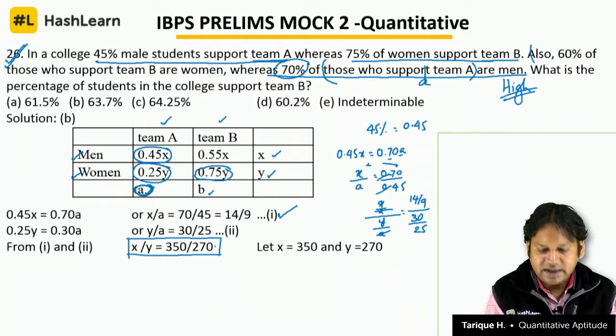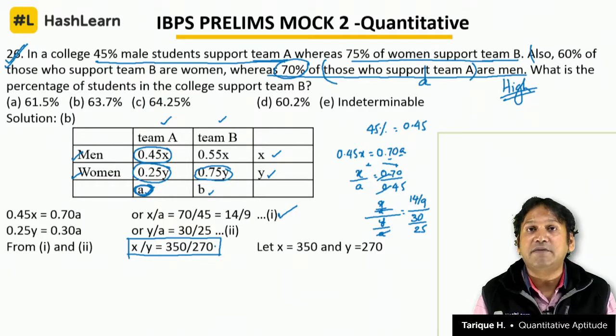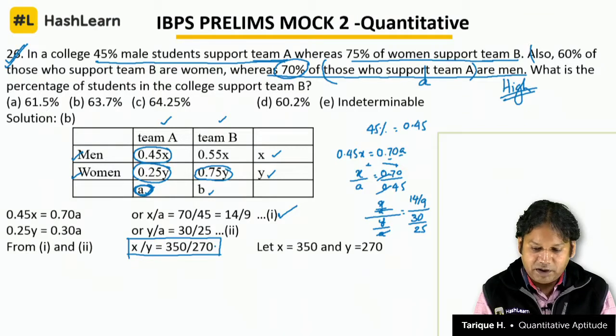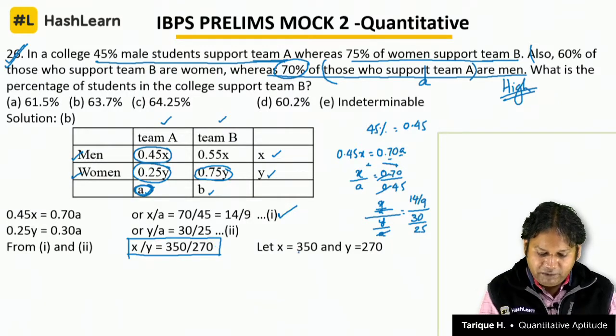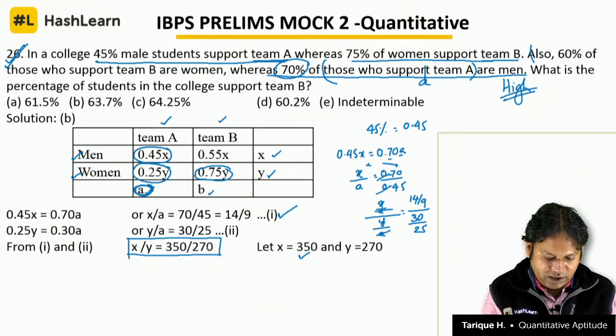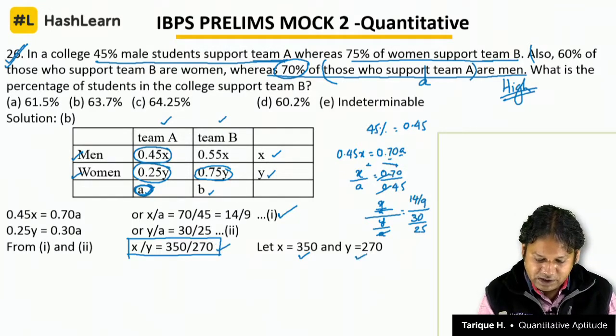I can simplify it as 35 by 27 also, but taking it as 350 and 270 makes it easier for us to calculate percentages. Now we will go to the last one. What is the percentage of students in the college who support team B? Clear? Let us say the number of men are 350 from the ratio, x equal to 350, y equal to 270. Let the number of women be 270.